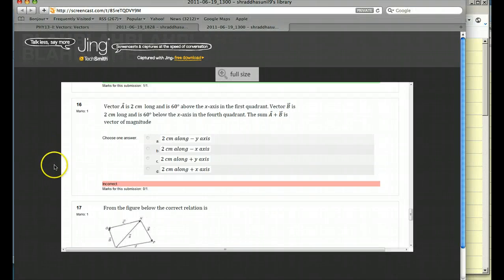Okay, Shraddha, this is the same question again, I'm assuming. Yeah, question number 16 here. So let's recap the question.